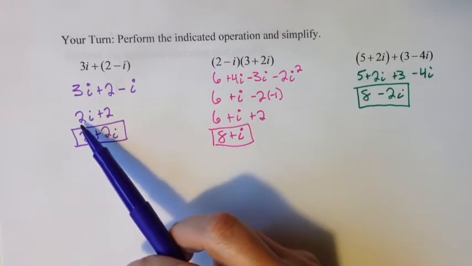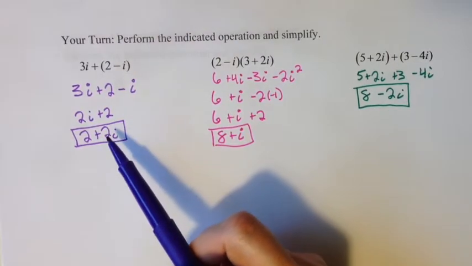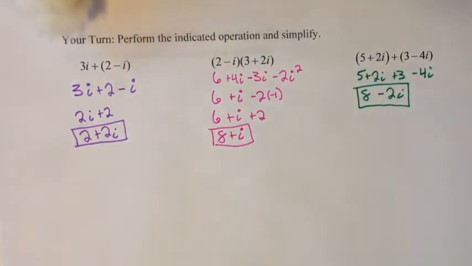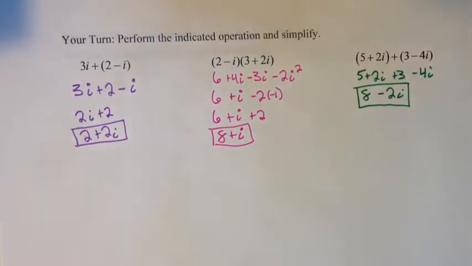Now my answer says 2i plus 2, which really is probably just fine, but it's traditional to write the answer as 2 plus 2i, with the i part coming second. So if you check the answer in the back of the book and it says 2 plus 2i, but you had 2i plus 2, don't worry, you just forgot to write the i part second.